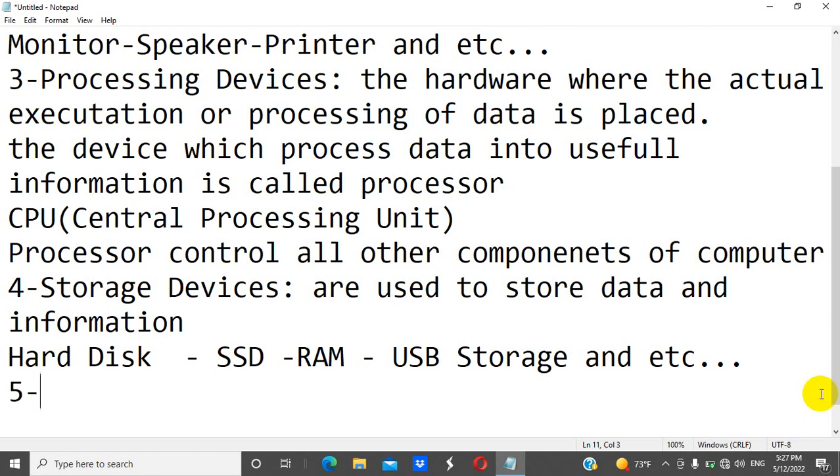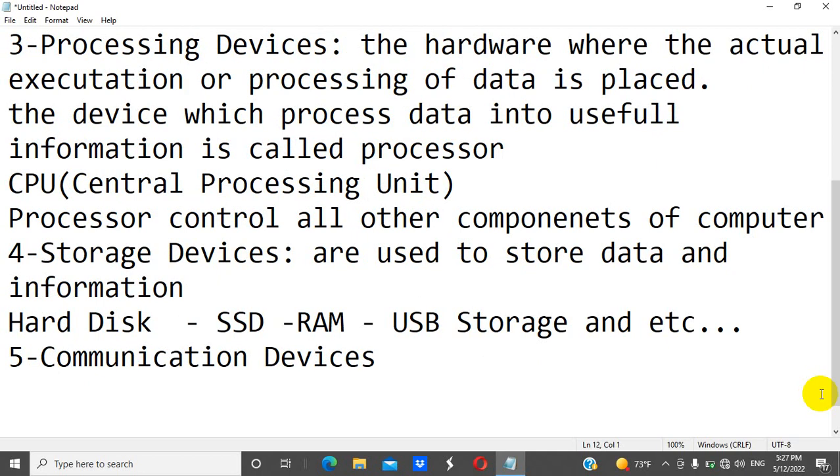The other type of devices we have in the computer are called communication devices. Communication devices are those devices which are used to make a connection between two different computers, programs and systems. For example, we have the NIC, network interface card, the wireless Ethernet card, and so on. These were the types of hardware.